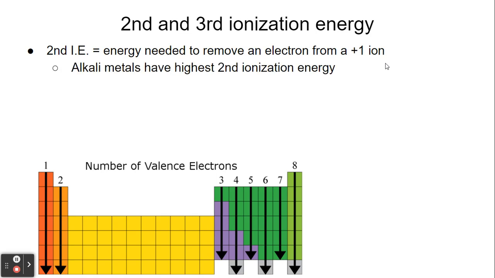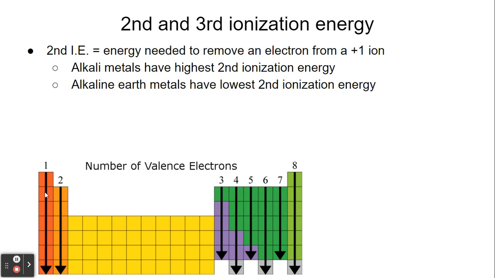Now, if we're talking about something like an alkali metal, remember that is the first group right here. Those alkali metals only have one valence electron. Since they've already removed that one valence electron that they wanted to remove, they're going to have a really high second ionization energy because they're very, very stable. They have a complete octet. They don't want to remove any more electrons because they have an electron configuration like a noble gas. So it's going to be really, really hard to have another ionization happen. They have a really high second ionization energy.